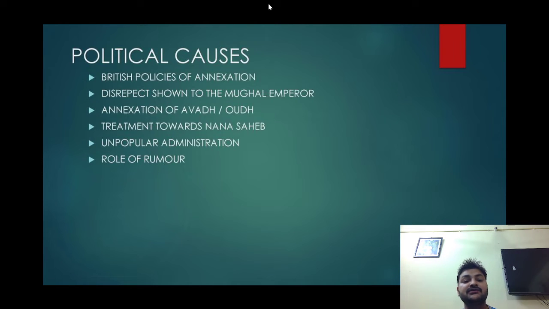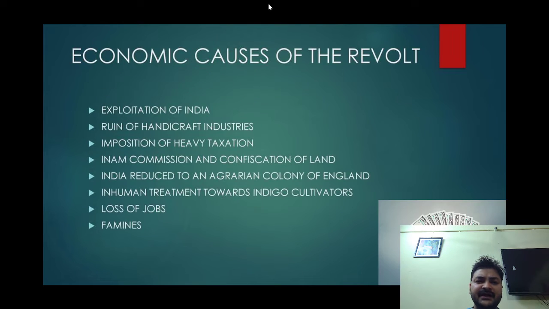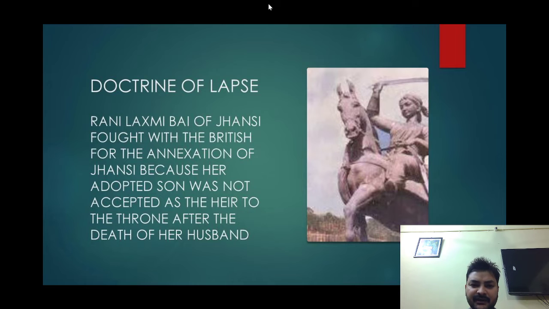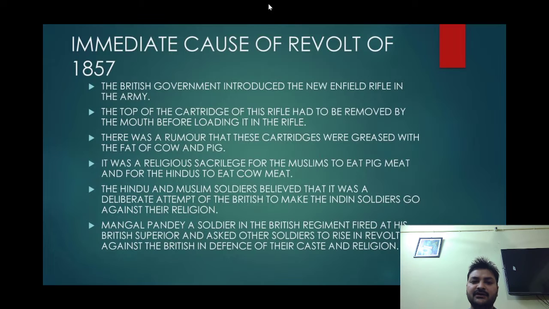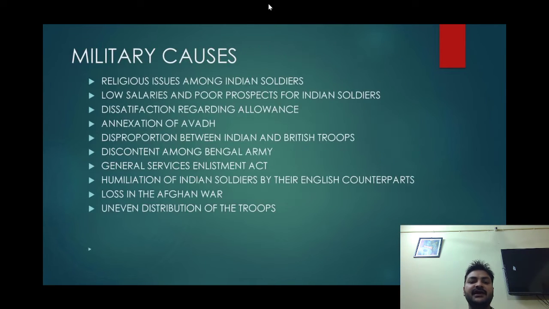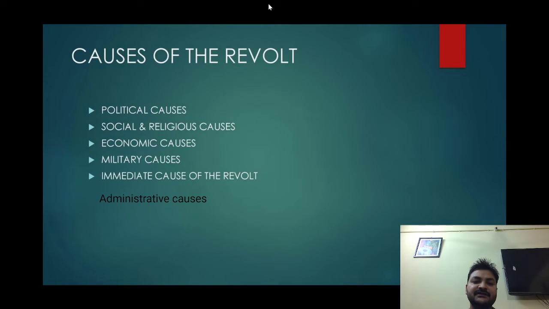Second political cause, they showed disrespect to the Mughal emperor. Everything will be written down. See, everything will be written, but don't write down right now. Just try to understand what else we will be reading in this chapter.